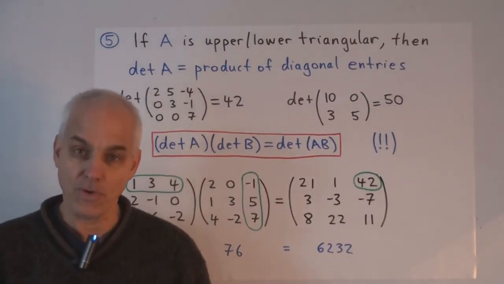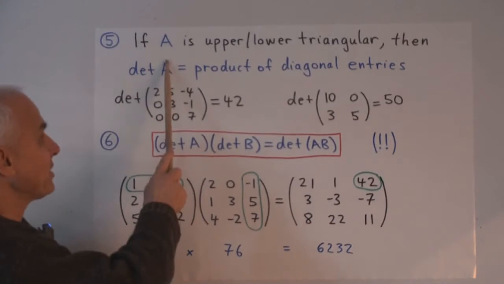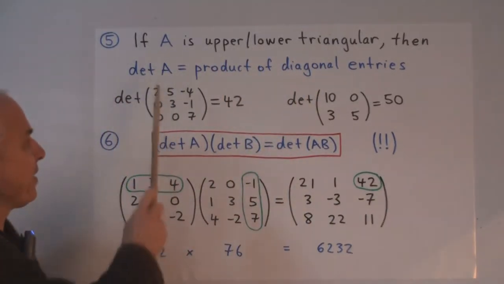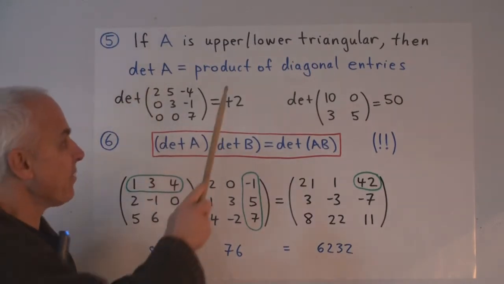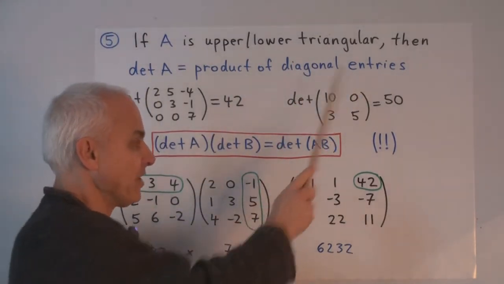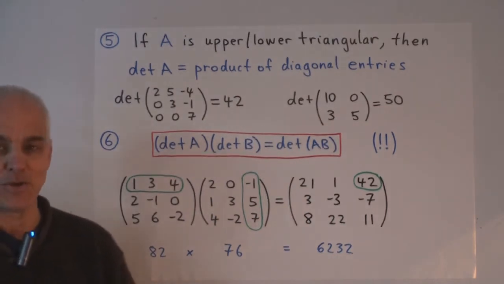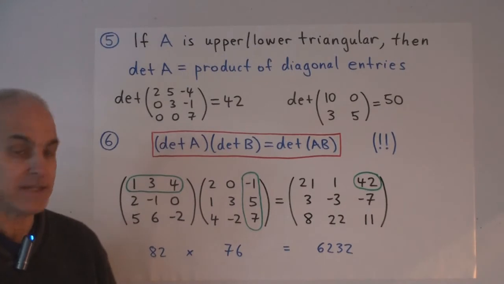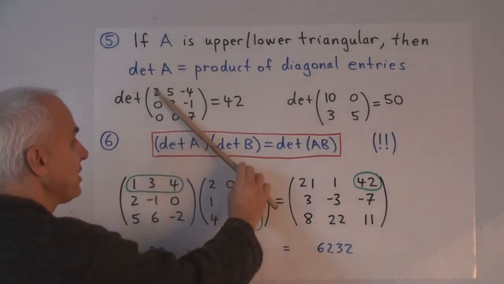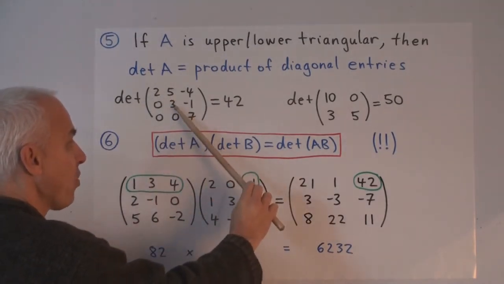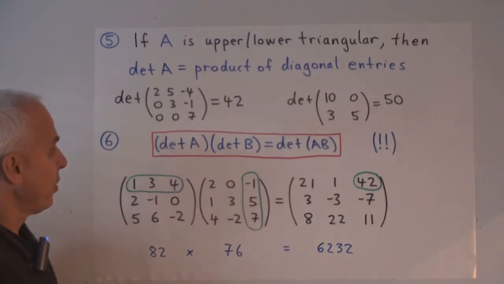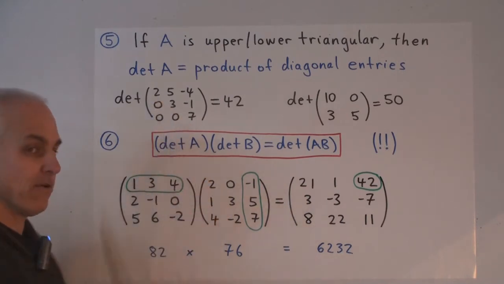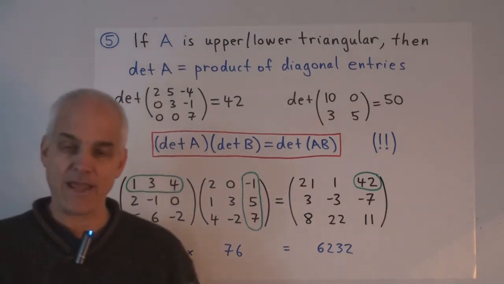Our fifth rule is that if the matrix is upper or lower triangular, then its determinant is the product of its diagonal entries. So what does that mean? Well, for a matrix to be upper triangular, it means that all of its non-zero entries are either on the diagonal or above the diagonal. Or, put it another way, everything below the diagonal must be 0. That's called an upper triangular matrix.